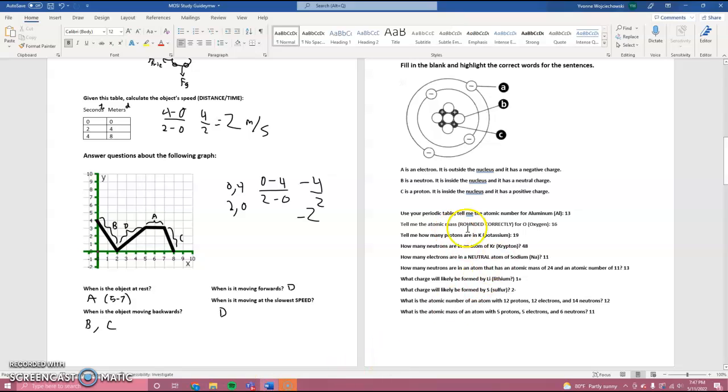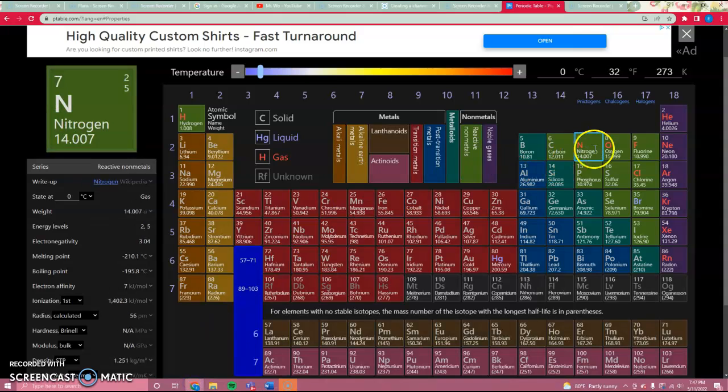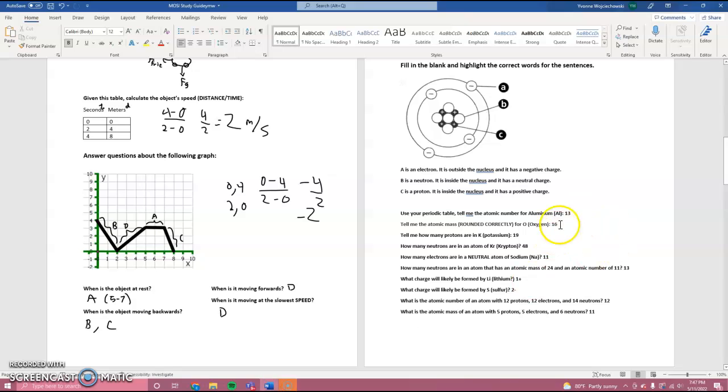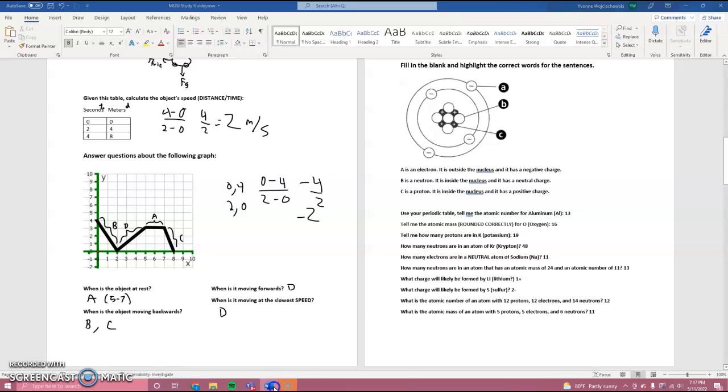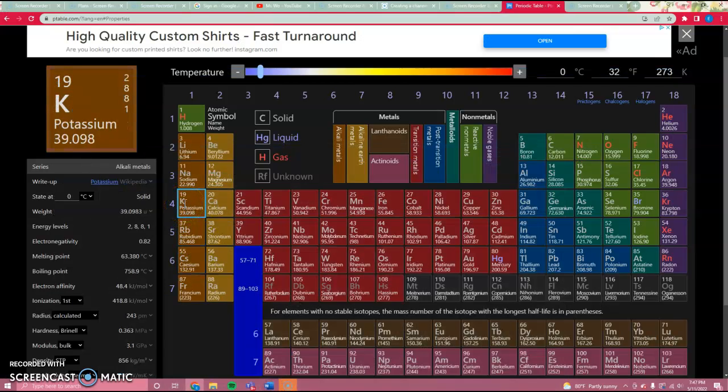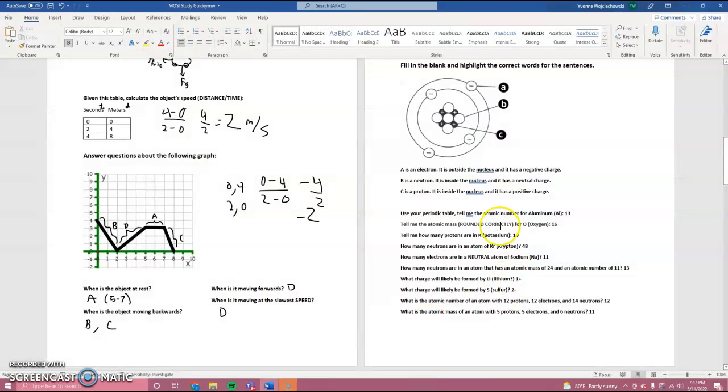Easy enough. Find the atomic mass for oxygen, rounded correctly. Here's oxygen, 15.999. We're rounding that to 16. Boom. Tell me how many protons are in K, which is also known as potassium. Right here. What's it asking for again? How many protons? Protons and atomic number are the same number. So if the atomic number is 19, it has 19 protons. Potassium has 19 protons.